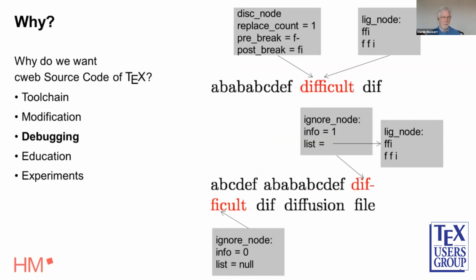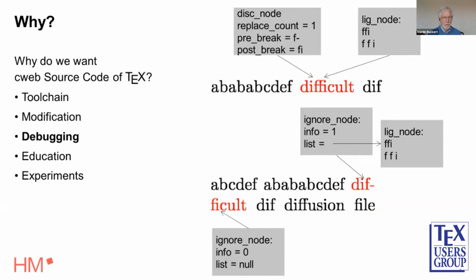If TeX breaks the line at that position, the replace count, here 1, will cause one character, the FFI ligature, to be deleted. Then the pre-break list with the F and the hyphen will be inserted before the break, and the post-break list with the FI ligature will be inserted after the break. To enable matching, this already complicated procedure has to be modified.